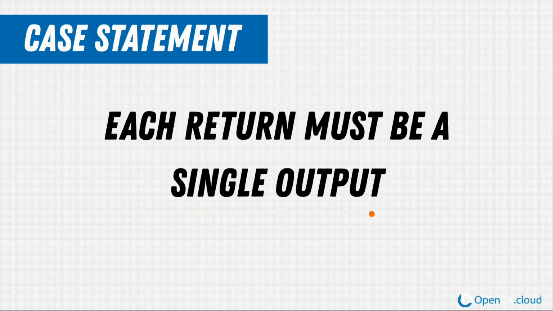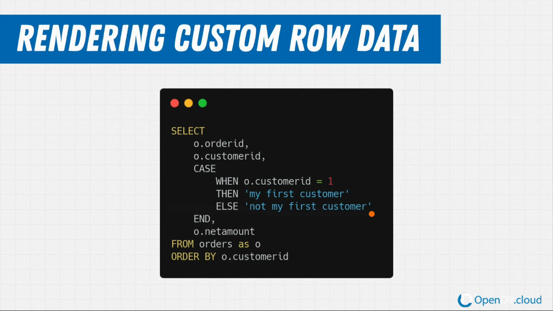It must. So, rendering custom row data, we kind of looked at this. If we look at it from the perspective of our order database, what we could say is we have a case, and when order customer is 1, then we return my first customer. Otherwise, we return not my first customer. Very simple. And then we always add an end to end the case, and then we show the net amount of that individual. So with that, we have a very simple use case of rendering custom row data, just easily swapping out some stuff in order to render what we want to show.